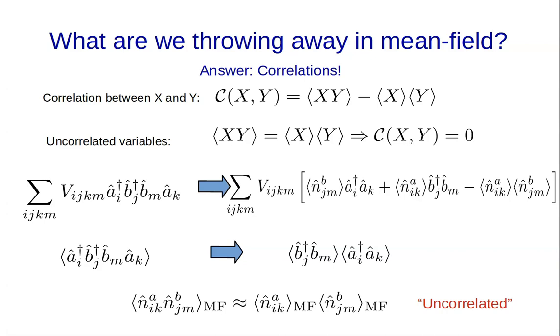So you can do that as a first approximation to see phases. We might discuss spontaneous symmetry breaking that mean field captures, but you have to do it knowing that you're throwing away correlations. Okay? So that's it for today's class.